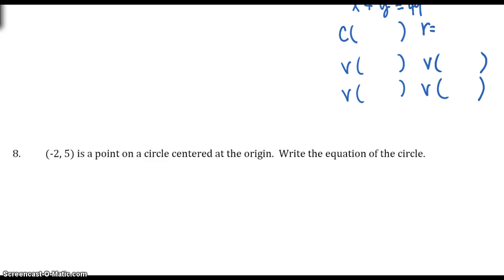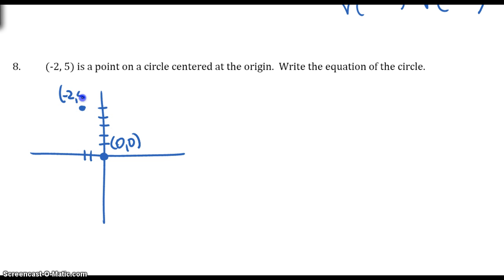And last but not least, let's talk about number 8. Negative 2, 5 is a point on a circle centered at the origin. Write the equation of the circle. So we said we have a center at the origin, so that's 0, 0. And then negative 2, 5 is going to be on the circle.